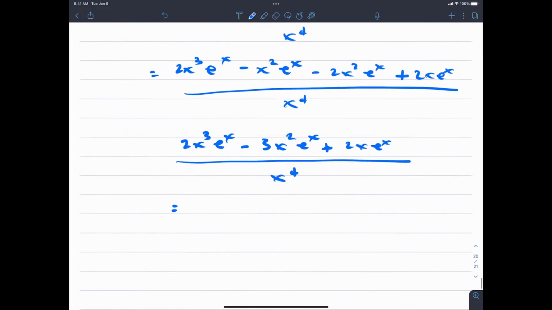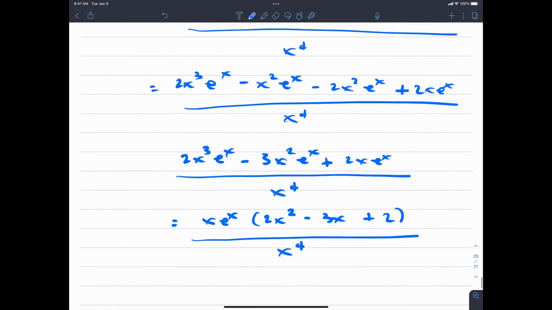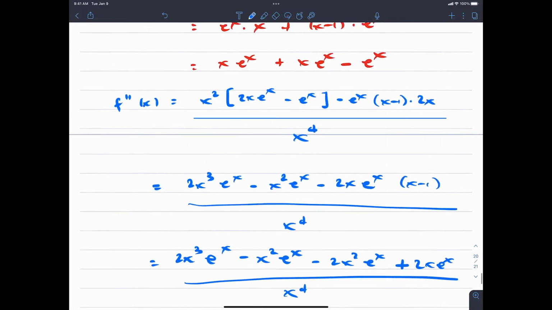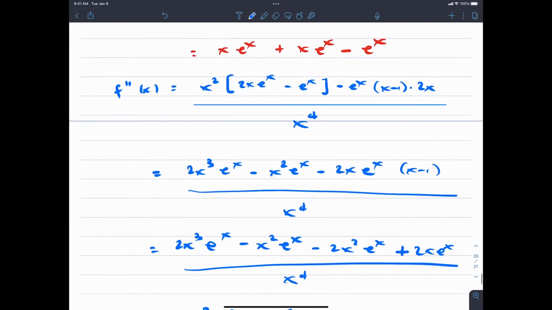Anyway, so it looks like I have what? Let's see if hopefully I didn't make an arithmetic error. So I can factor out a what? Looks like it's x e to the x. Now we have what? 2x squared minus 3x plus 2, over x to the fourth. Double check, ladies and gentlemen. Yeah, I think so. I was looking at that, I was trying to find it.